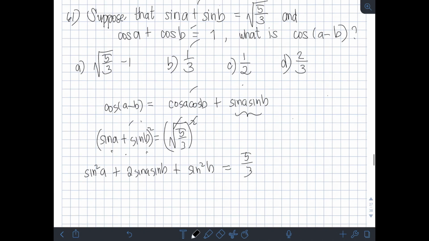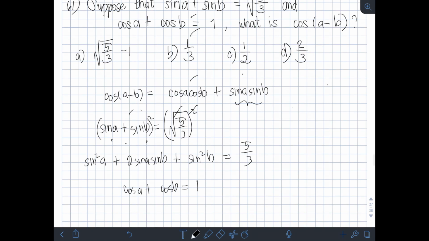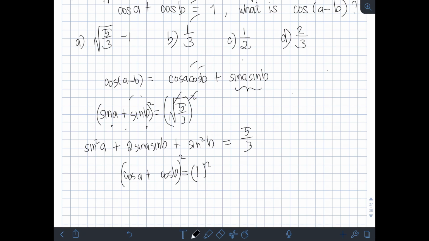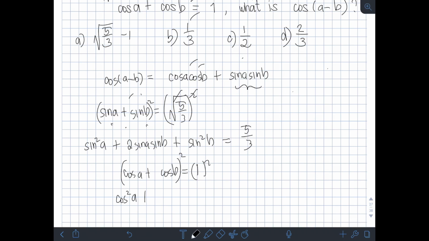Next, ito namang cosine A plus cosine B equals 1. Para naman magkaroon tayo ng expression na cosine A, cosine B, square naman natin both sides. Okay, so itong cosine A plus cosine B quantity square equal siya sa cos squared A plus 2 cos A cos B plus cos squared B. Shortcut ulit for square of a binomial. Equals 1 squared is just 1.